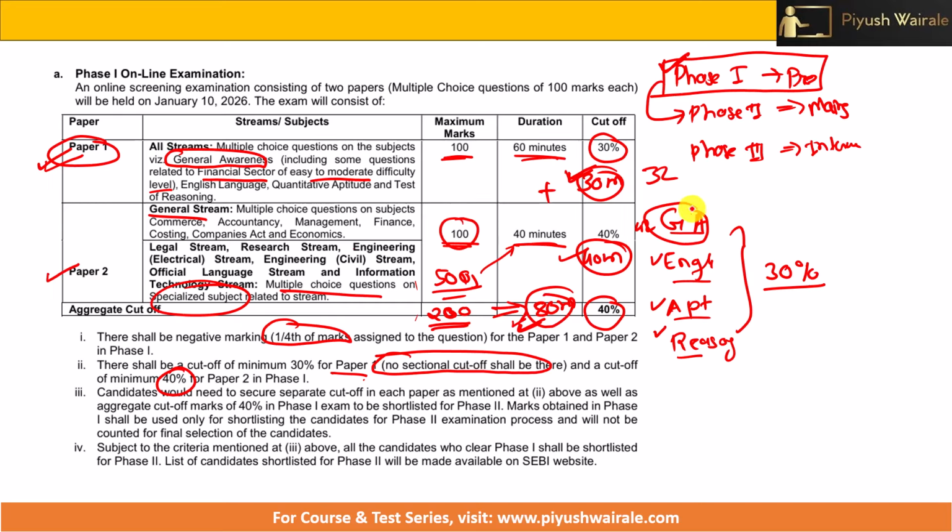So for the general awareness part, there is something called Affairs Cloud. Okay, Affairs Cloud website, or you can see an Android app there. They will provide a weekly PDF and a monthly PDF for the financial sector as well as the general awareness part. So this is the best way you can follow. Affairs Cloud, you have to take the subscription here.